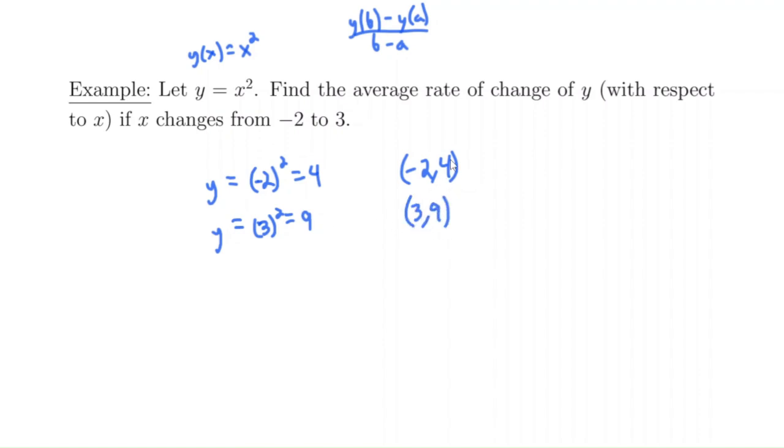So again, we're just going to look at the slope between these 2 points. So that's the difference between the y values, the change in y values, divided by the change in x values. So it's going to be 9 minus 4 over 3 minus a -2. So that would be 5 over, well, 3 minus a -2 is like 3 plus 2, so 5 over 5, which is 1. So we could graph this though.